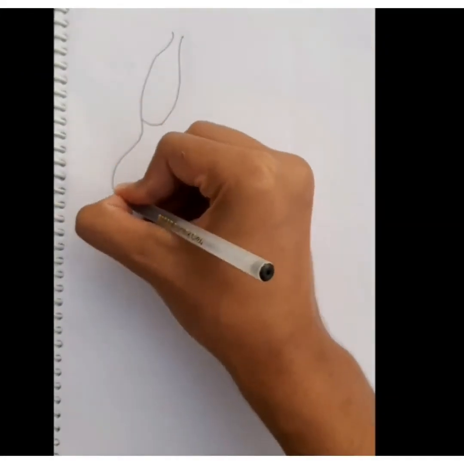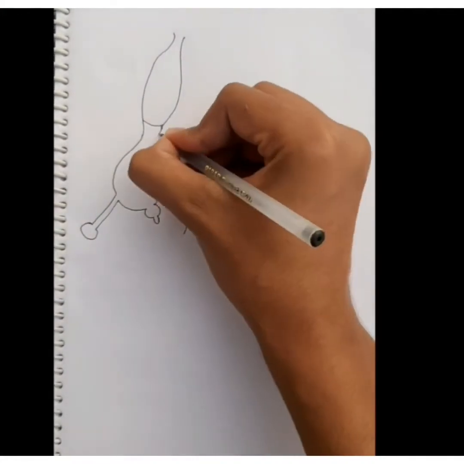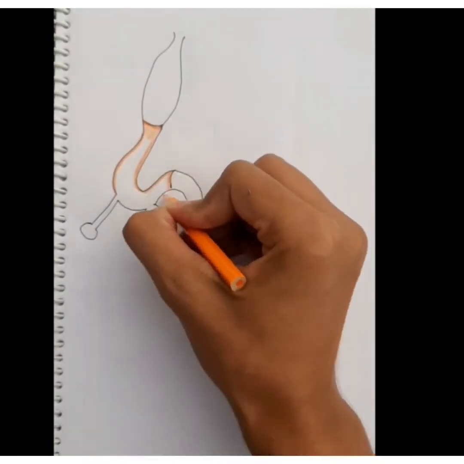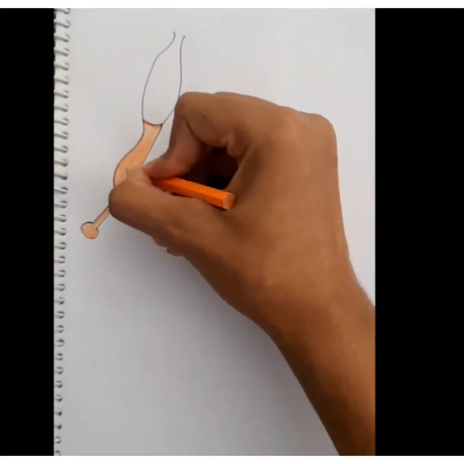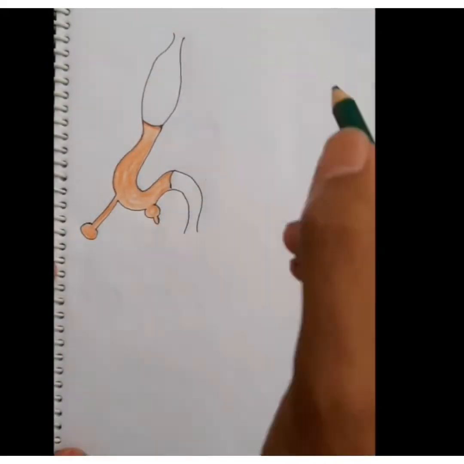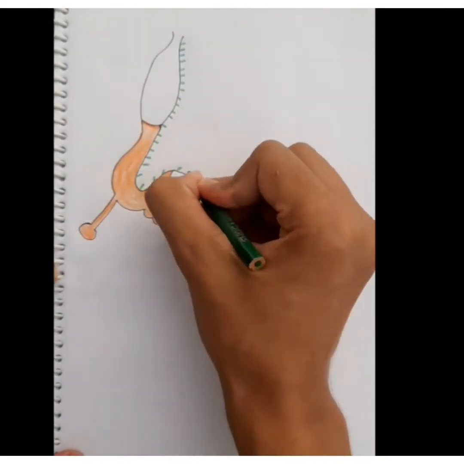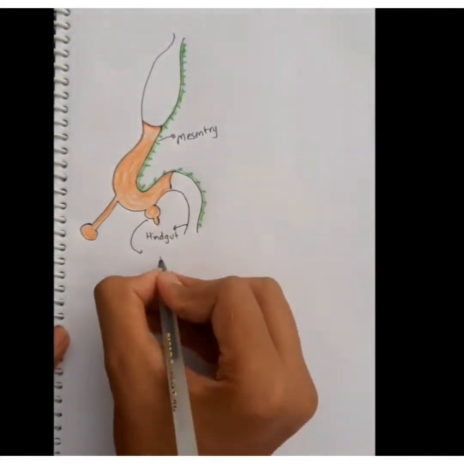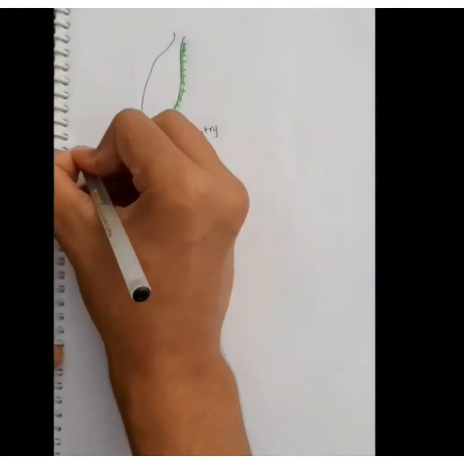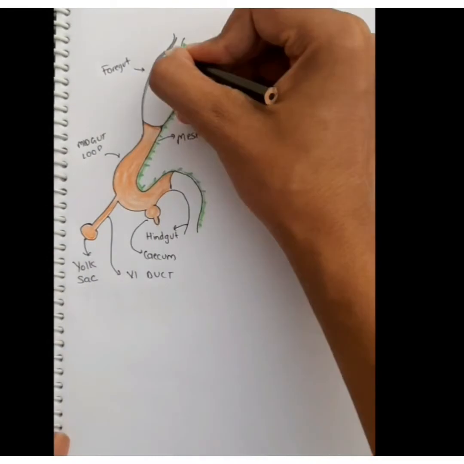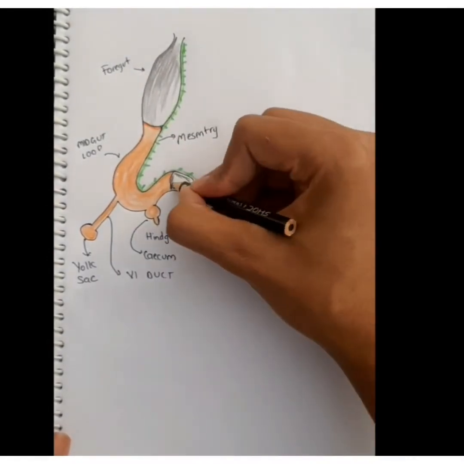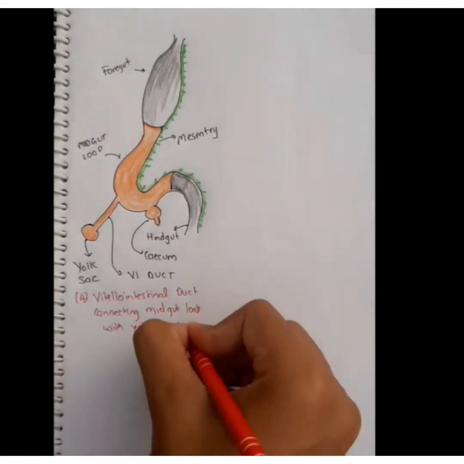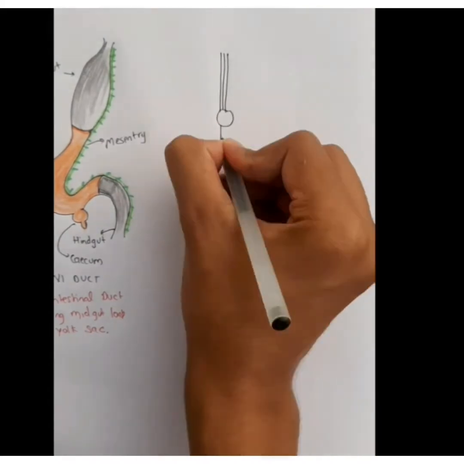Now here I am drawing 3 diagrams for better understanding of Meckel's diverticulum. As I already said, the vitelline duct is generally obliterated by the 6th week of intrauterine life. This diagram shows the VI duct connecting to the midgut loop. This is the mesentery, this is the hindgut, this is the cecum, this is the VI duct, and this is the yolk sac, midgut loop, and foregut. As you see, the vitellointestinal duct connects the midgut loop with the yolk sac.